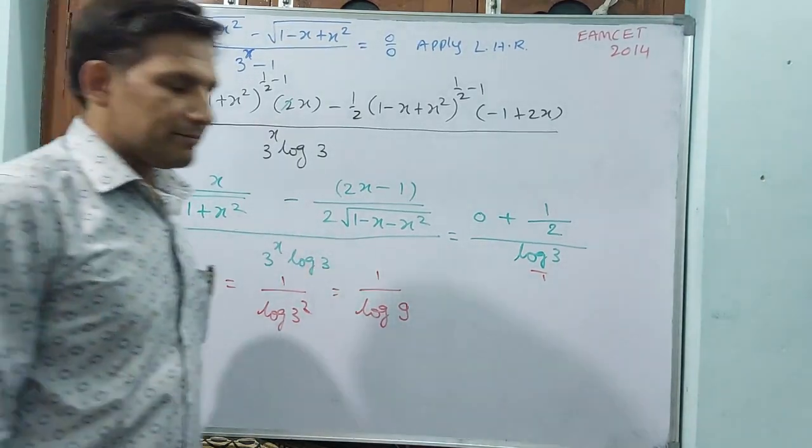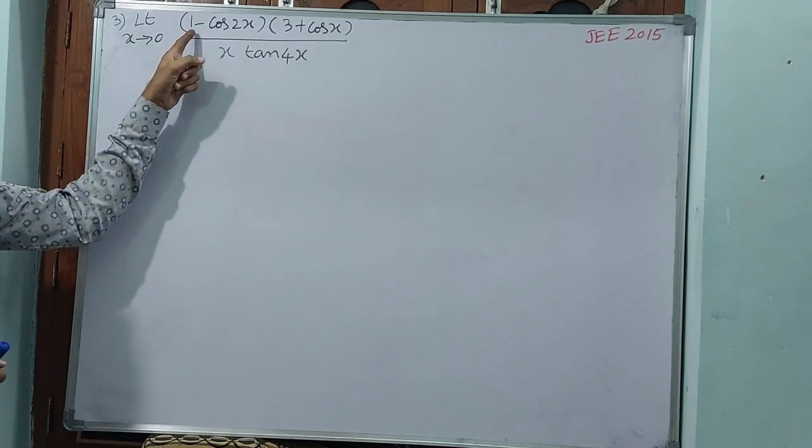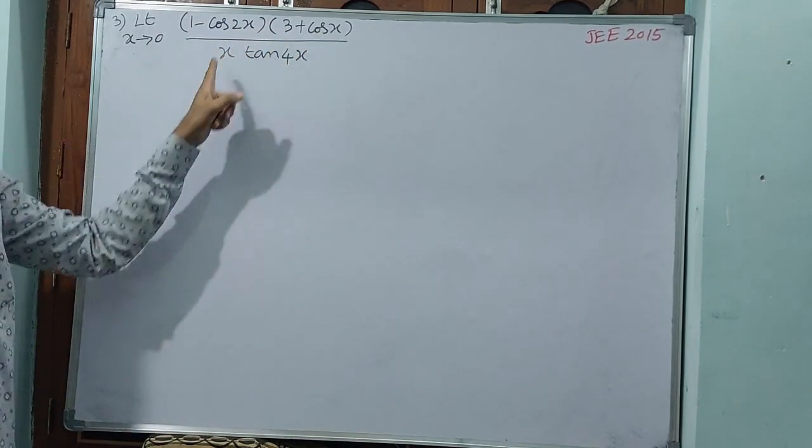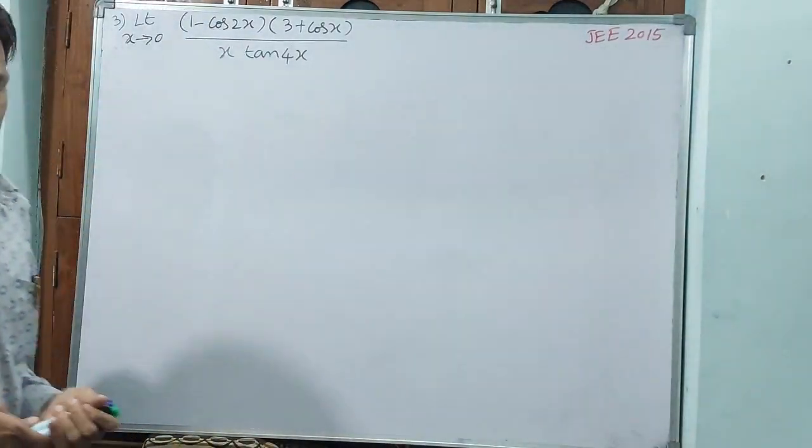Let us go for the next question. See, question number 3. Limit x tends to 0, 1 minus cos 2x into 3 plus cos x by x tan 4x. JEE 2015 question.